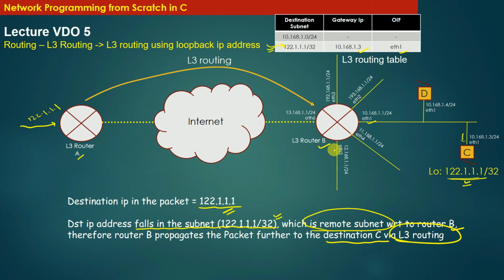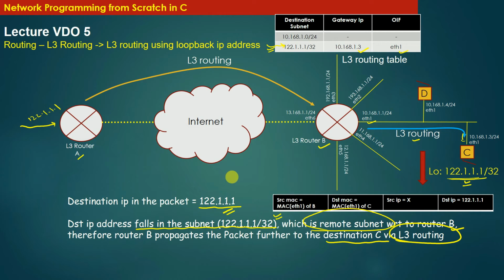So you can see that L3 router B further propagates the packet to the destination machine C using L3 routing only. And the packet content when the packet traverses from router B to destination machine C looks something like this. That is, source MAC address will be equal to the MAC address of Ethernet 1 interface of router B, and destination MAC address will be the MAC address of destination machine C. Source IP address could be anything. It is irrelevant here what the source IP address of the packet is, and destination IP address in the packet is 122.1.1.1.